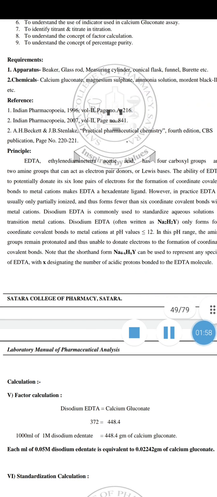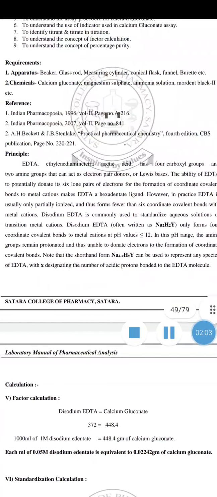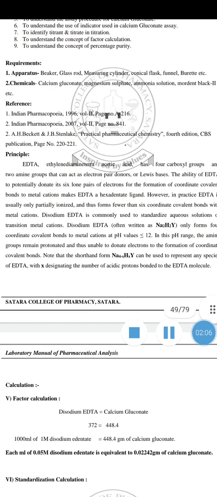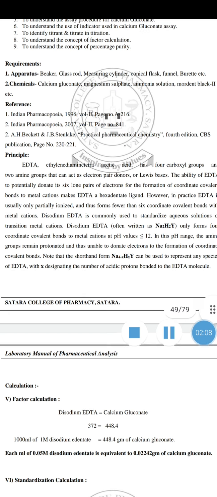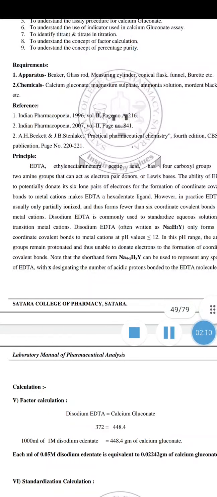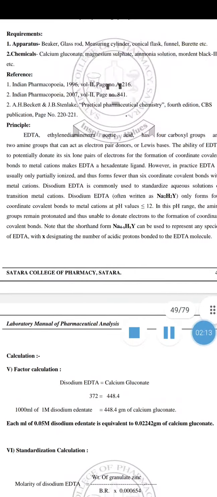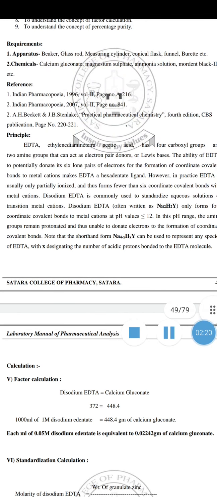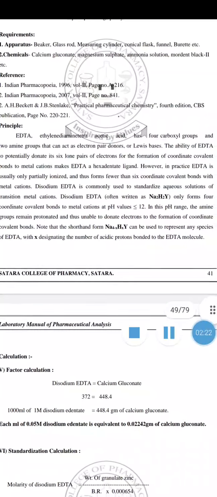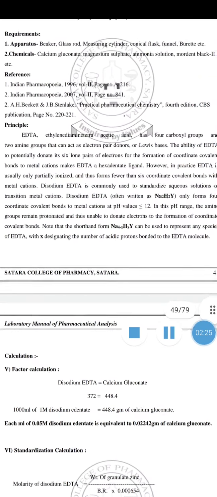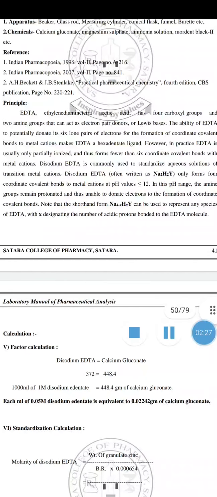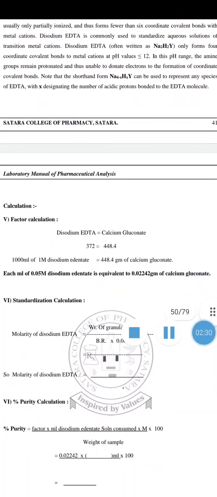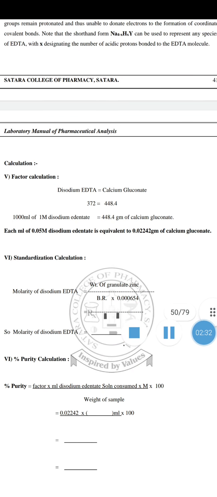the metal cations. The disodium EDTA is commonly used to standardize aqueous solutions of transition metal cations, and disodium EDTA only forms 4 coordinate covalent bonds to metal cations at pH values more than 12. In this pH range, the amine groups remain protonated and thus are unable to donate electrons to the formation of coordinate covalent bonds. Then the calculation part, there is a factor calculation.